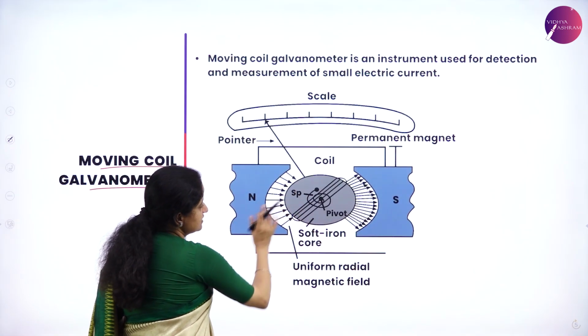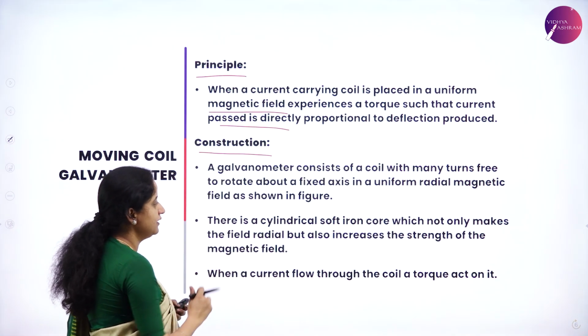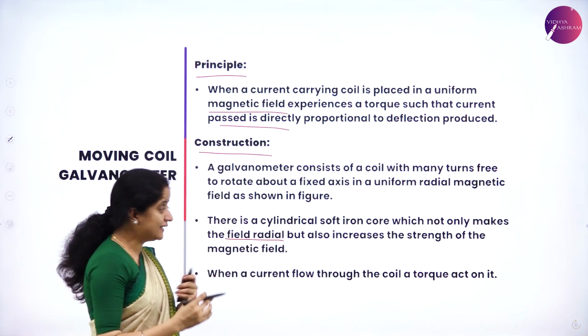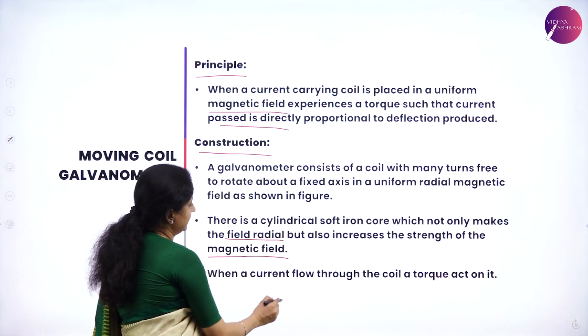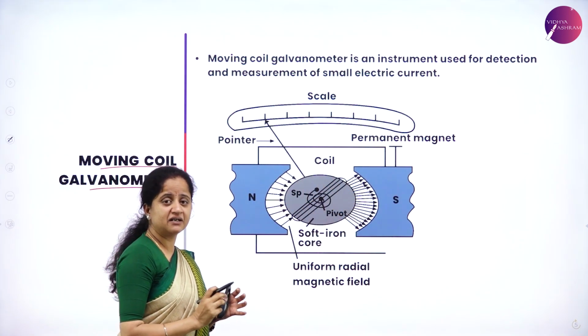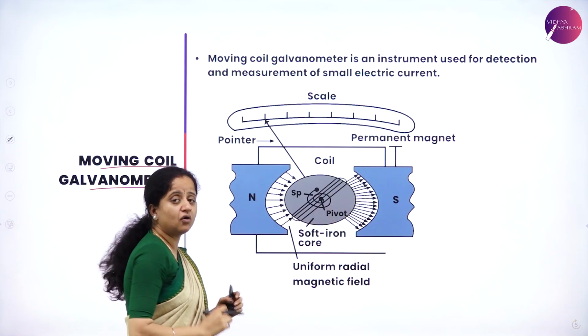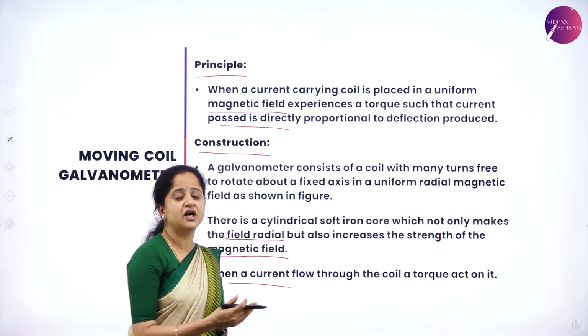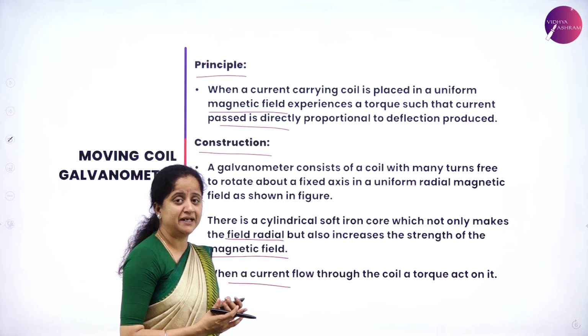There is a cylindrical soft iron core here in between, which not only makes the field radial but also increases the strength of the magnetic field. You can see here, because of this uniform radial magnetic field, the cylindrical coil also strengthens the magnetic field here. So when a current flows through the coil, the torque acts on it immediately.